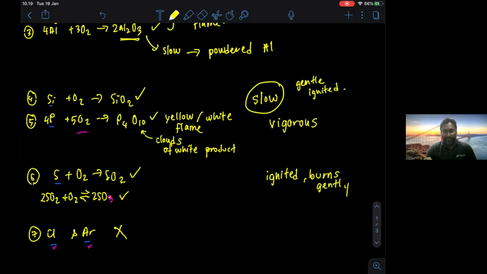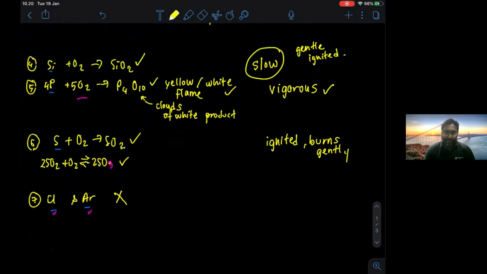One of the things that we need to know is the flame. Sorry, this is going to be slow and steady. There is no flame. So the reaction is going to be quite slow. But the reaction with phosphorus and oxygen is going to be vigorous. It will give you either a yellow or white flame, and it will form clouds of white products. So P4O10 is a cloud of white product, and the reaction is going to be vigorous.